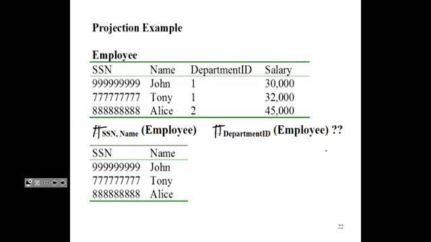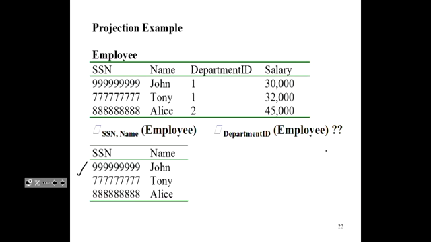So if I had this as my relation and I wanted to select SSN and name from this relation, I would essentially get rid of these two columns and then collapse duplicate tuples. Right? In this case, there are no duplicate tuples in SSN and name, so you have SSN and name returned as output.